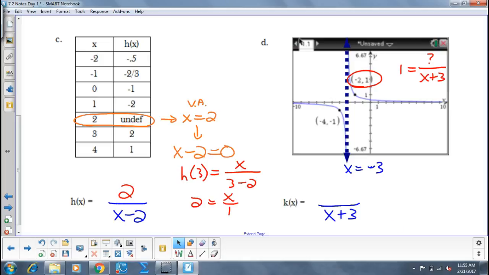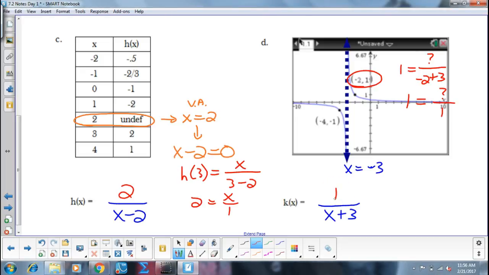Okay? So, oops, not over x plus 3, over -2 plus 3. What's -2 plus 3? 1. So this is 1 equals question mark over 1. What's my question mark got to be? It's got to be what? 1. Okay. With me? We'll finish up this packet tomorrow.